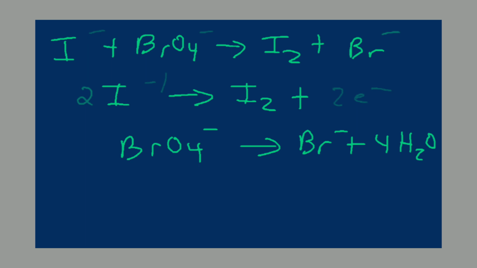Now let's move on to hydrogen. 4 times 2 is 8. So we need to add 8 H+ ions to the left side.